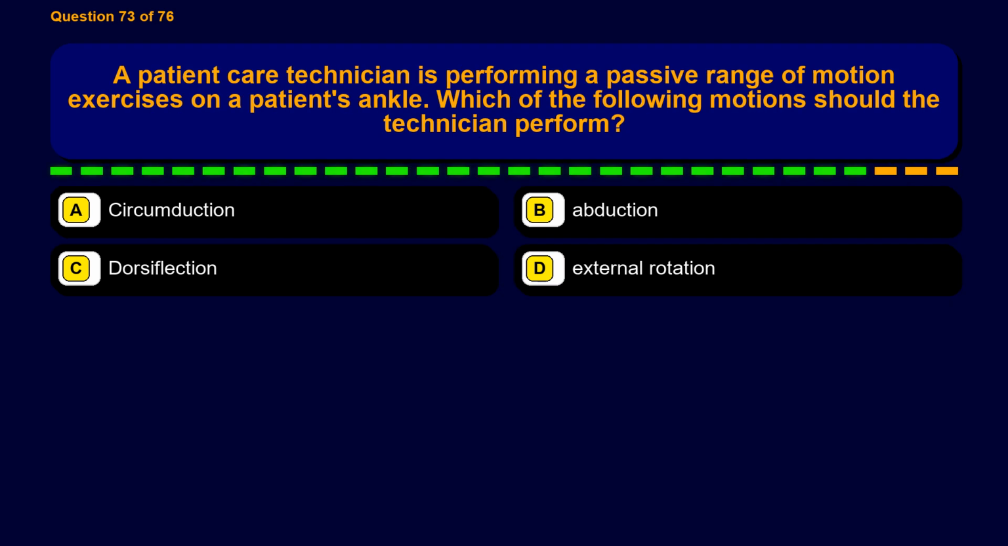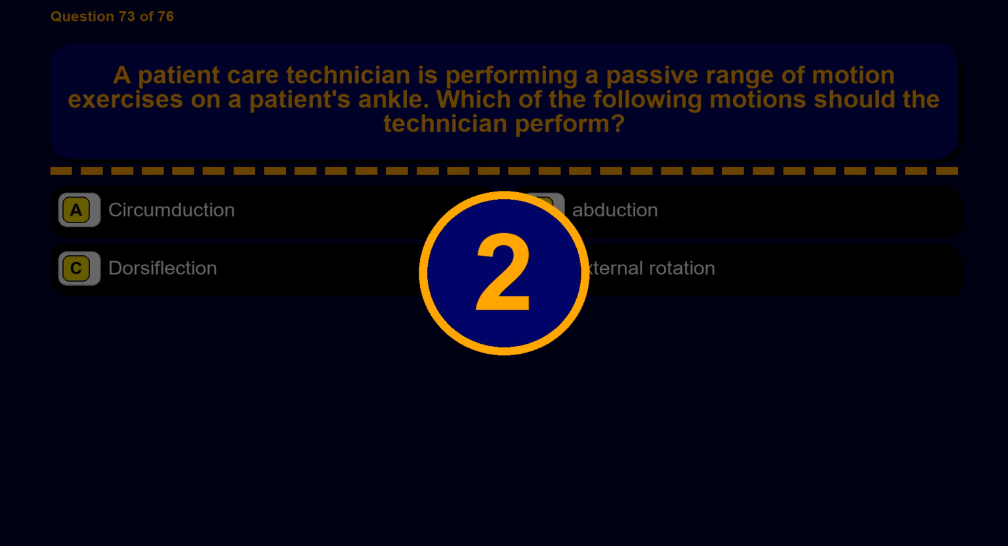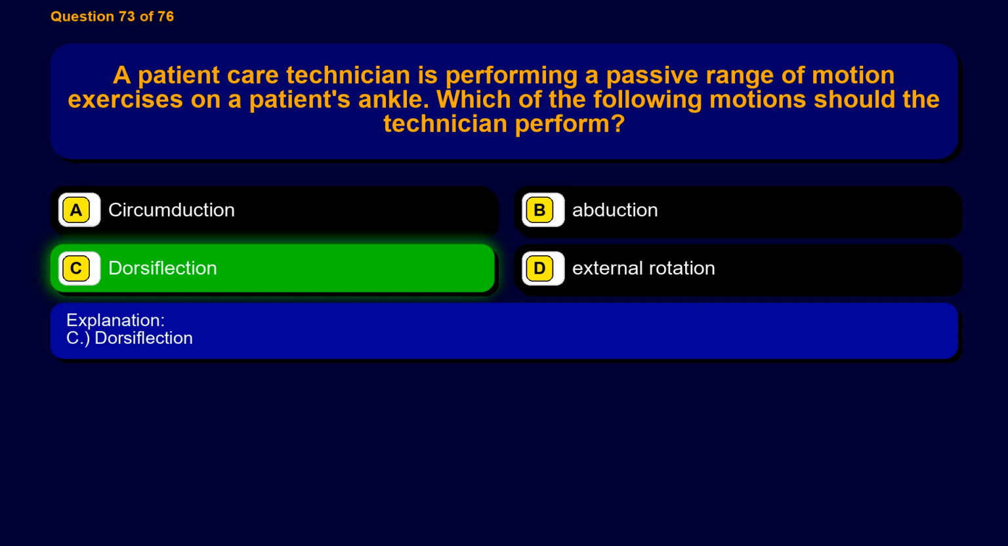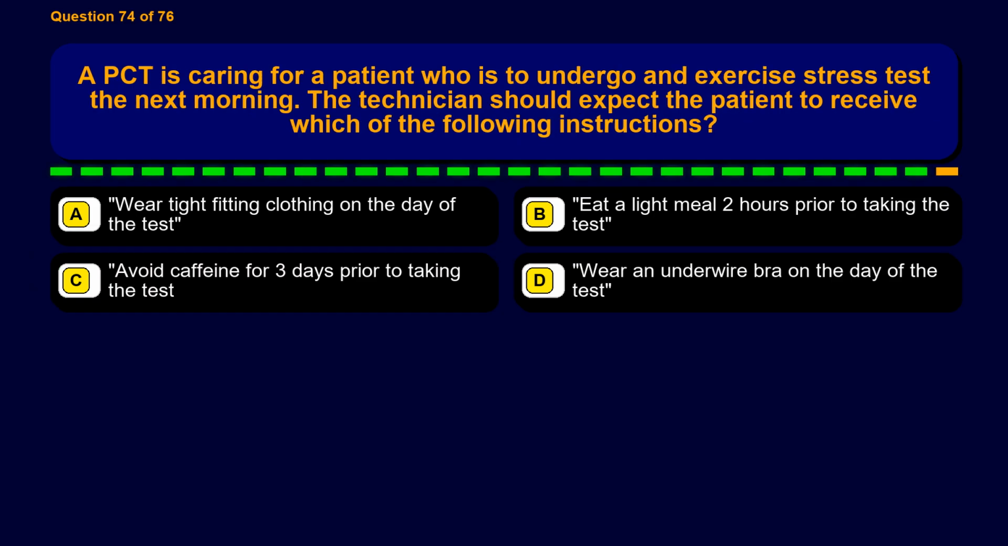Question 73. A patient care technician is performing passive range of motion exercises on a patient's ankle. Which of the following motions should the technician perform? Option A. Circumduction. Option B. Abduction. Option C. Dorsiflexion. Option D. External rotation. The correct answer is option C. Dorsiflexion.